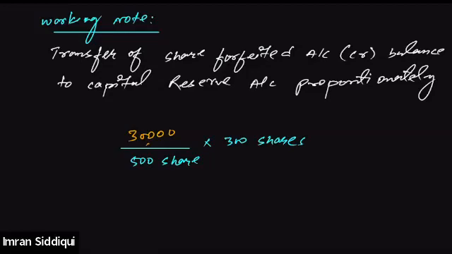So when you calculate this, you will get 18,000. So only 18,000 can be transferred to the capital reserve account. Why not completely? Why not the entire 30,000? Because 30,000 is related to the entire 500 shares being forfeited. But out of 500 shares, since we have only issued 300 shares, we will be able to book the profit for that portion of shares which is actually reissued to the new investors. I hope this makes sense. I hope this is clear, everybody.